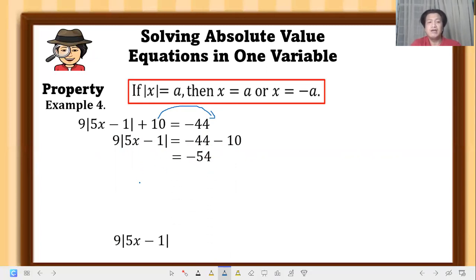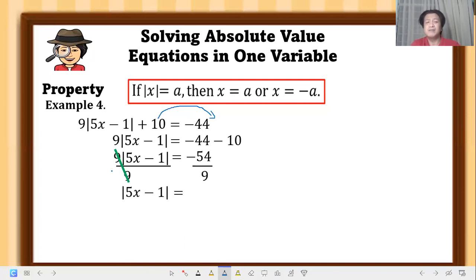Copy mo lang muna yung natira sa left side. And therefore, from that, kailangan i-remove natin yung 9 na coefficient. So, i-divide both sides of the equation by 9 para makancel natin yung 9. And therefore, natira na lang dyan yung absolute value of 5x minus 1. And take note, what is negative 54 divided by 9? That is negative 6. So, since na-simplify na natin, balikan na natin yung ating property.